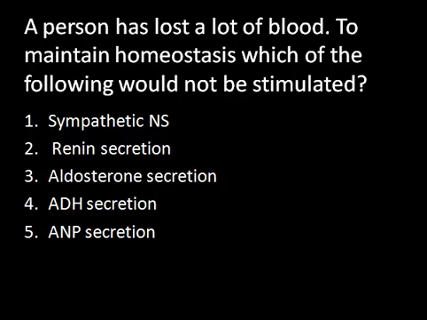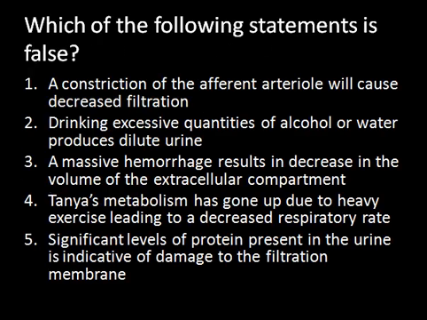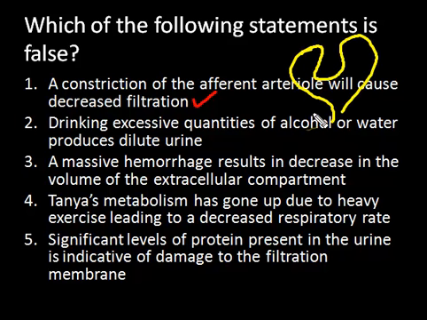Let's look at the next question, where you have to identify the false statement. So here, the first one is a constriction of the afferent arteriole will cause decreased filtration, and this is true. As I said in the previous question, if you look at the Bowman's capsule, here is the afferent arteriole and then the efferent arteriole. So if there's a constriction of the afferent arteriole, less blood is flowing into the afferent arteriole, hence into the glomerulus. Automatically the filtration pressure will decrease, and hence the glomerular filtration rate will decrease.